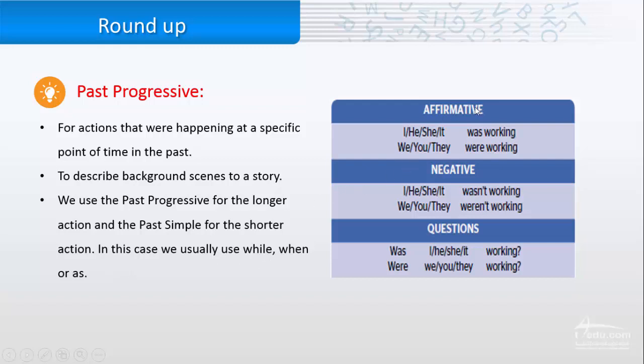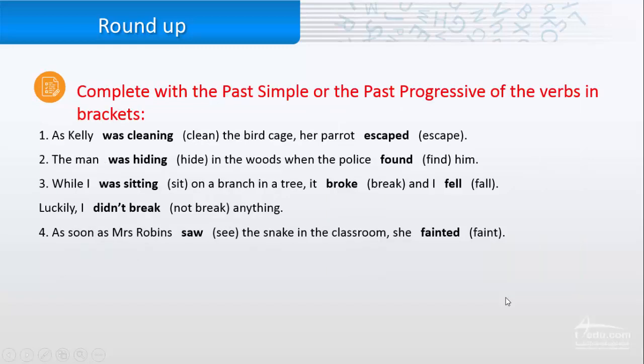How to form it? If it is affirmative, the subject, was or were, then the verb with ing. If negative, subject, was or were with not, then the verb with ing. Questions, was or were, then the subject, then the verb with ing. Let's see these examples. Complete with the past simple or the past progressive of the verbs in parentheses.